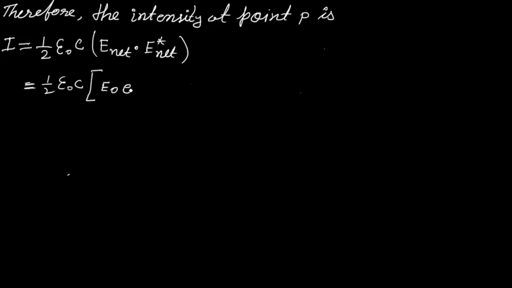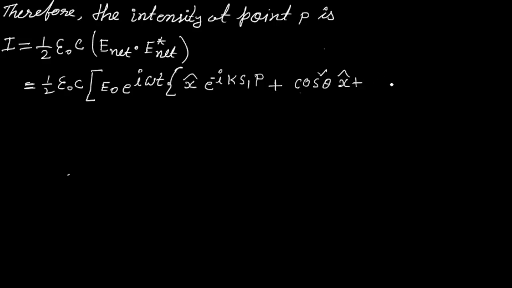E naught into e to the power iota omega t, we can take it common, and then the remaining term will be x cap e to the power minus iota k s1p plus cos square theta x cap plus sin theta cos theta y cap into e to the power minus iota k s2p.